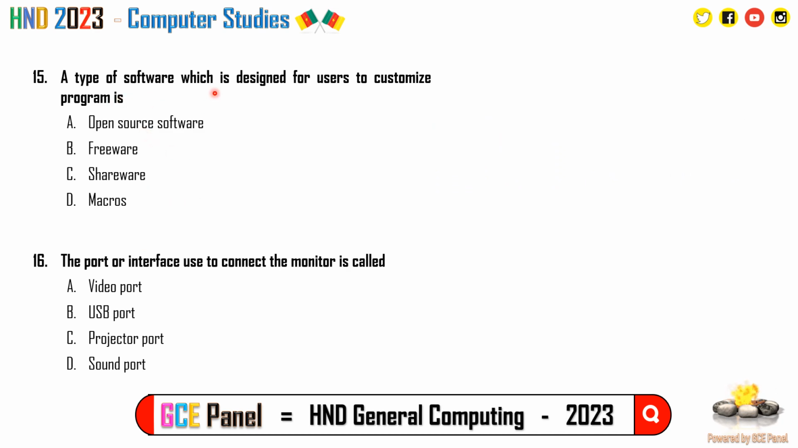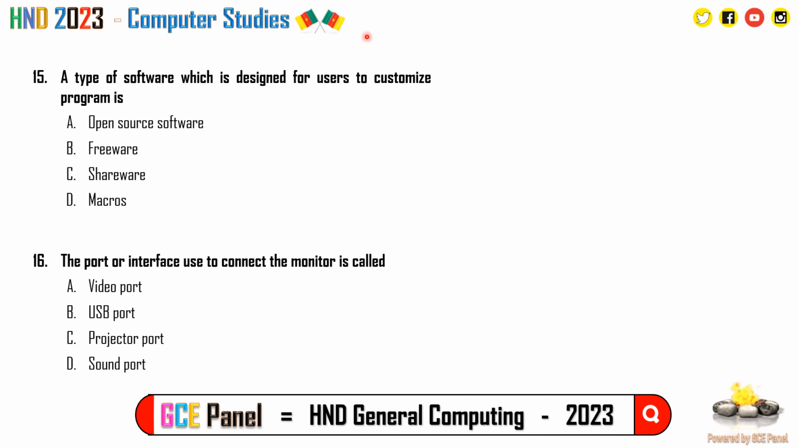So question 15. A type of software which is designed for users to customize programs is. So the types of software they've given us are open source software, freeware, shareware, and macros. Now some of us will be asking, what are all of these things? Let's first of all start with freeware. Freeware is software that anyone can download from the internet and use for free. We call it freeware. You can download for free, use for free.